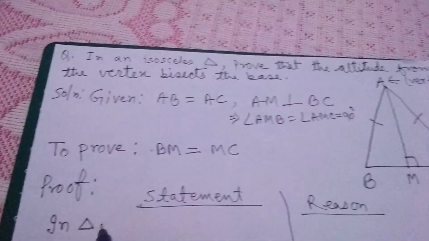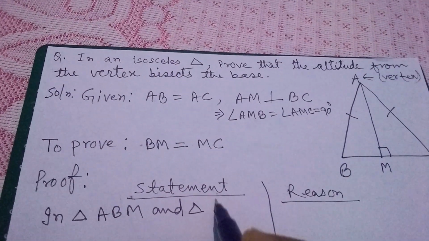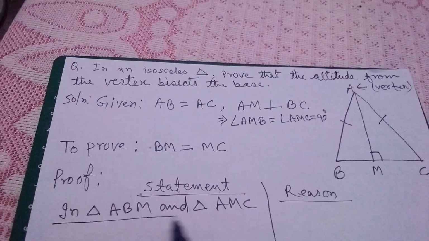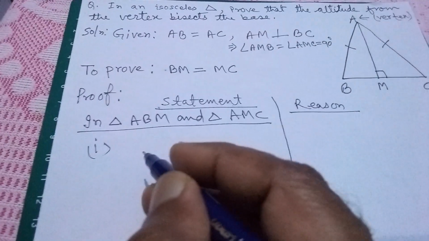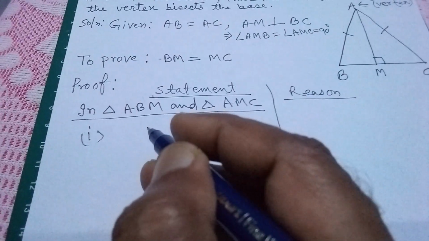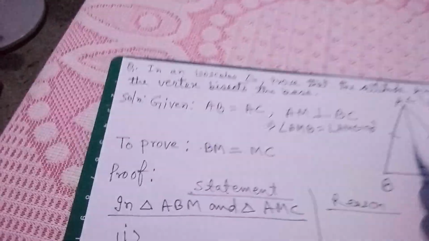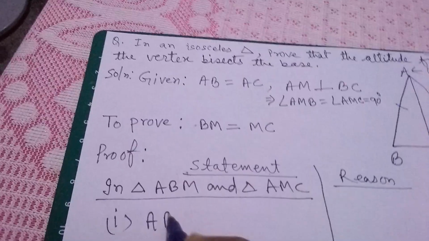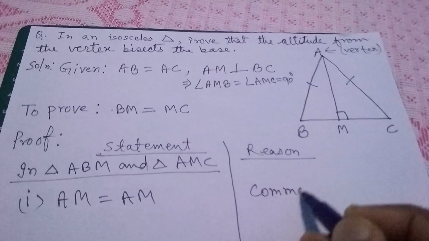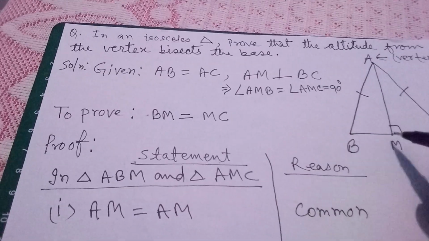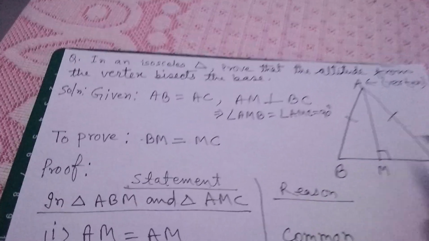So in triangle ABM and triangle AMC, underline it. Now in these two triangles you see three things we have to make equal. According to the congruency property, you know that without three things being equal, we cannot make the triangles congruent. So the first thing that we get is AM equals AM. Then what is the reason? It is common. Common means it is present in both the triangles. In ABM, AM is coming. In ACM, AM is coming. So AM is common for both the triangles.